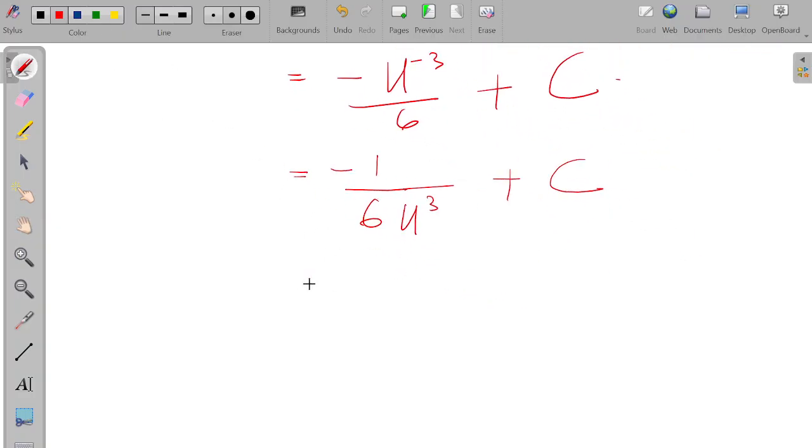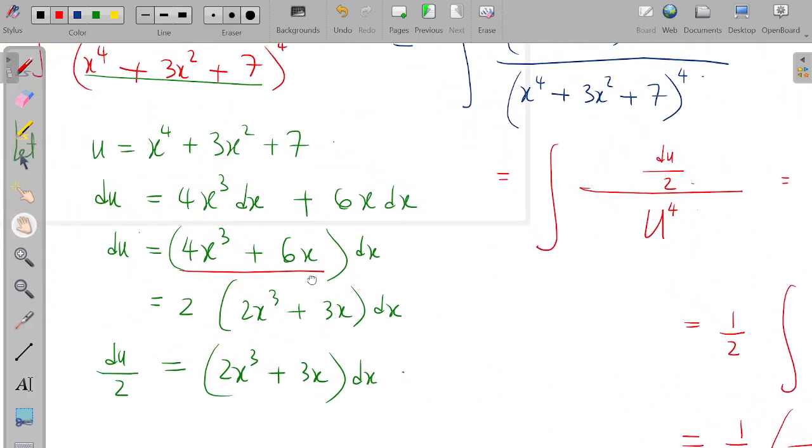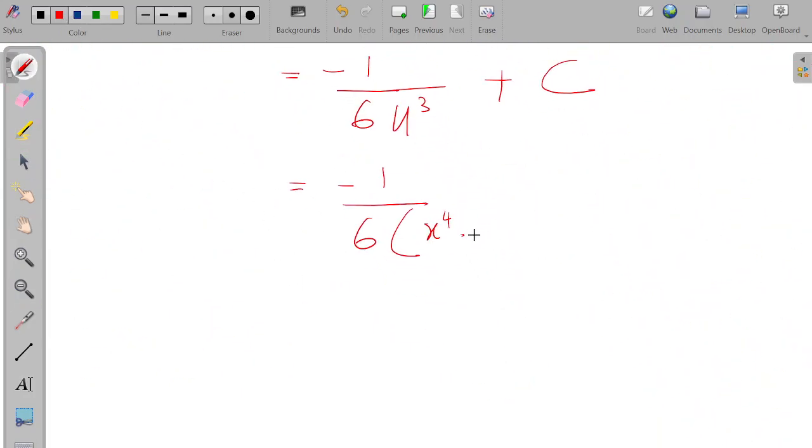So now I can put the value of our u, minus 1 over 6, in terms of s raised to power 4. Is it plus or negative now? Now plus 3s squared plus 7, raised to power 3. Okay, so we have that plus c. That is our answer. Please make sure that you were able to substitute back your x. That's our answer.